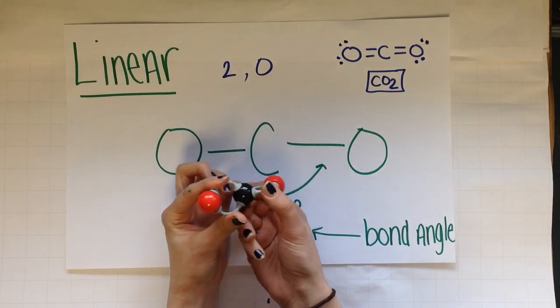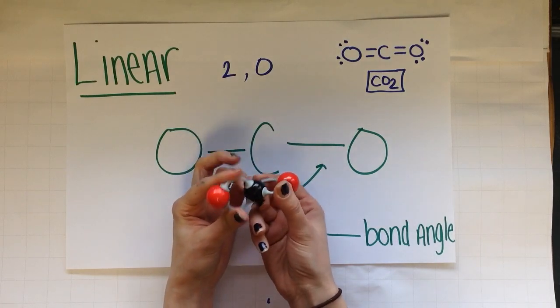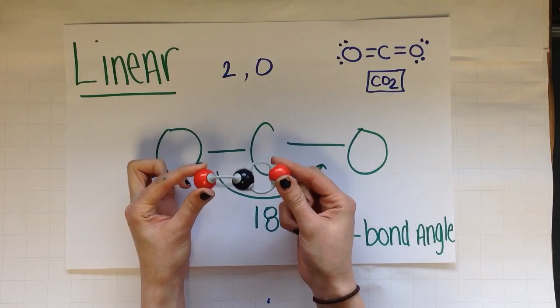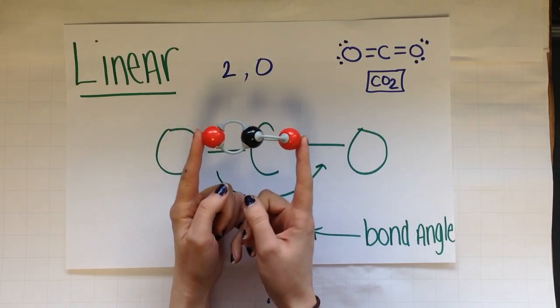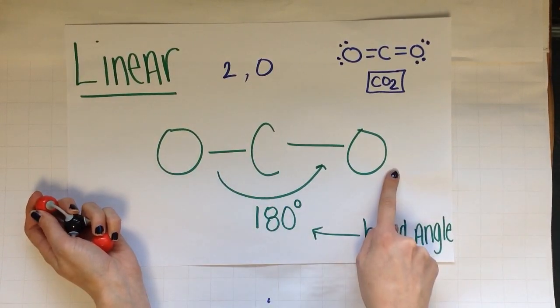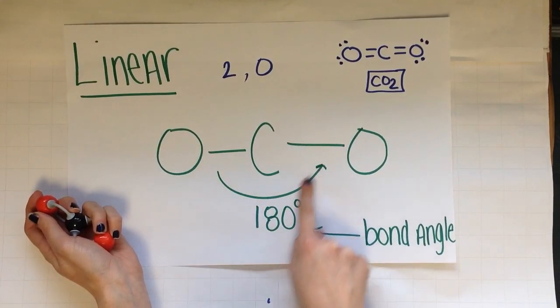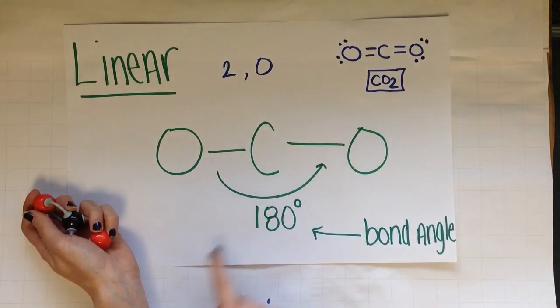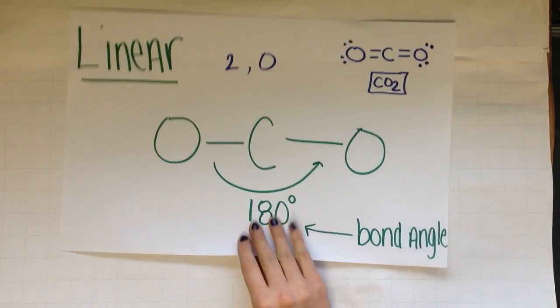And if you see here, I have these little bendy bonds that allow me to double bond these two oxygens. So linear. And this is how I would draw it on my paper, linear. And if you notice, the angle at which the bonds are at is 180 degrees. Okay? All right.